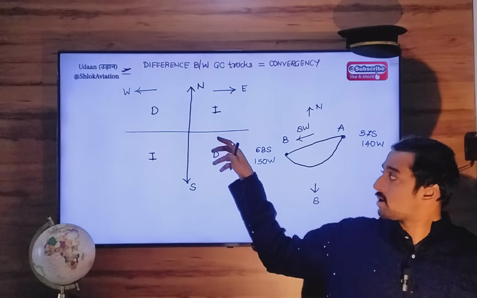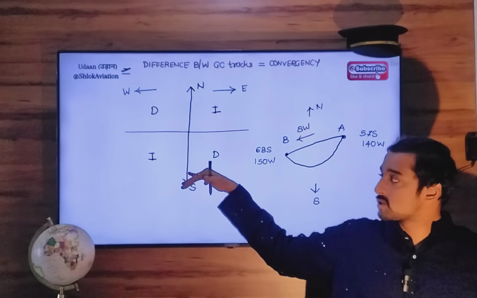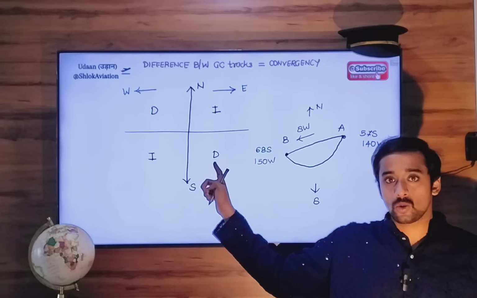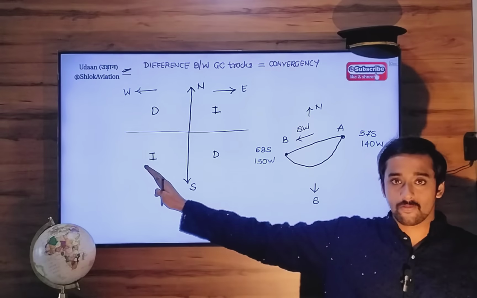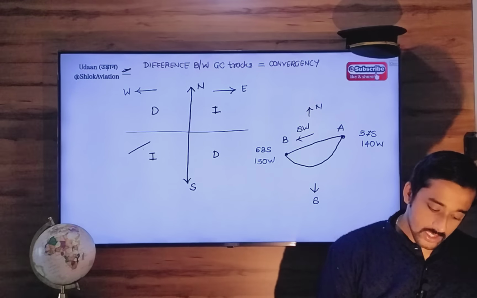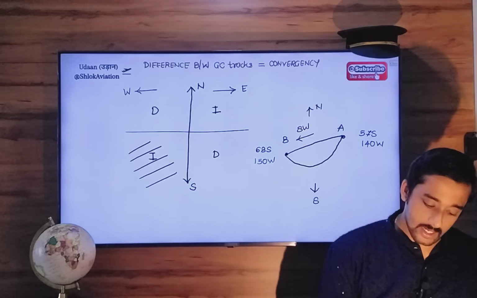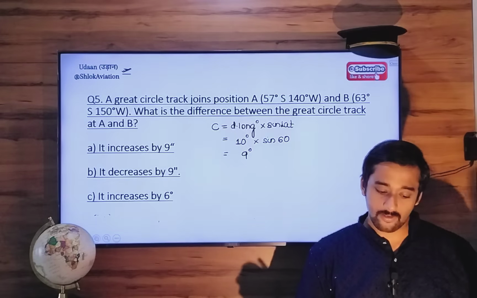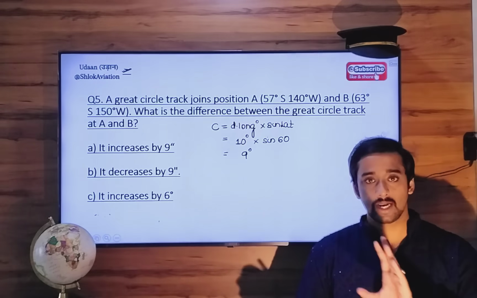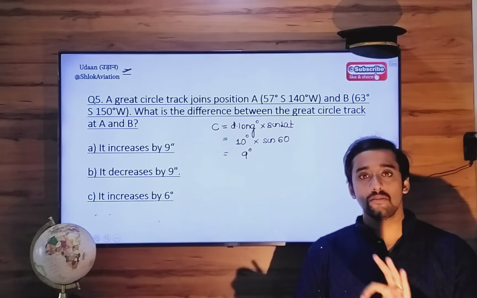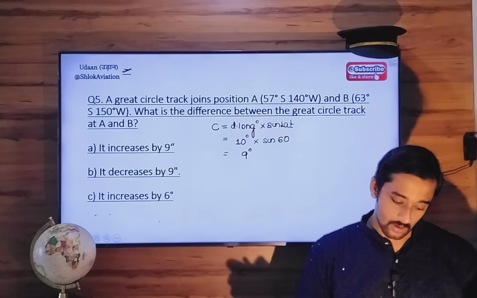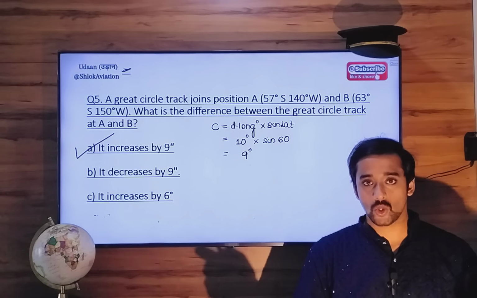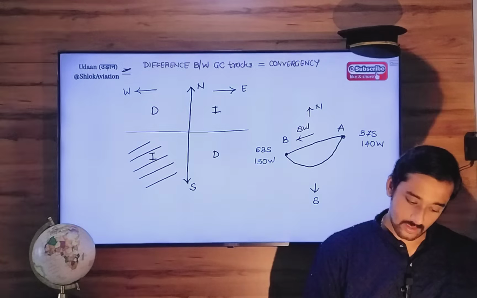And look at this. Now you are in the southern hemisphere, so pay attention to this portion of the diagram. You're going southwest, so southwest is this one. In the southwest part of this quadrant, we have written I. I means increase. So the difference between the great circle tracks at A and B will be an increment of 9 degrees. So option A is the correct answer.